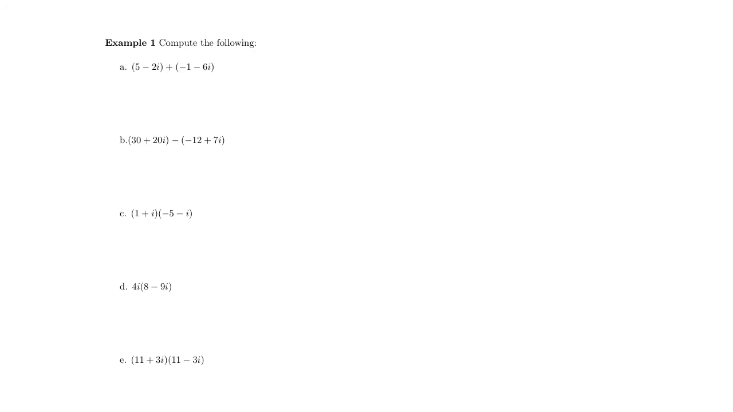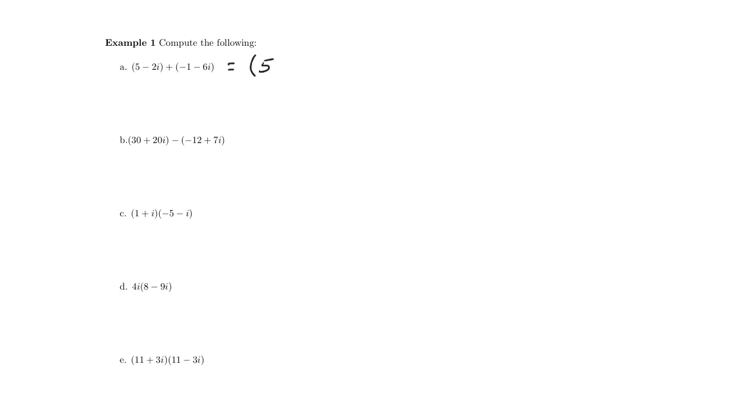For this example, I'd like to just do some computations with complex numbers, so numbers that have an imaginary part with them. So with example 1a, when we add complex numbers, you just add their like parts. So let's see, here we have 5 and negative 1 are the real parts, and then we have negative 2i and negative 6i are the imaginary parts. So I'm just going to group those together.